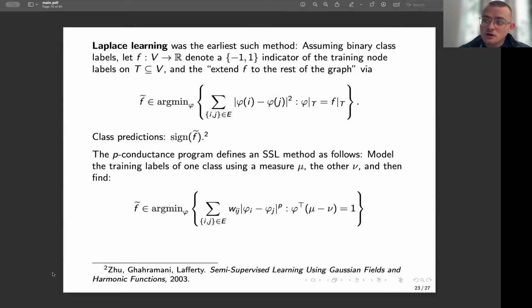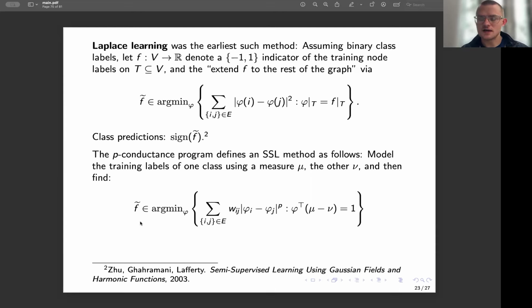So the program I introduced earlier, the p-conductance program, can be used to define a semi-supervised learning method as follows. Once again, I'm going to assume we're in this binary setting where I have two classes, and I'm going to model the training labels of one class using a measure mu. We can do that via sum normalization. And I'm going to model the labels of the second class using a measure nu. Once again, you can use sum normalization of an indicator vector. So I have a measure of the training examples of one class, and I have a measure indicating the training examples of a second class. I have two measures.